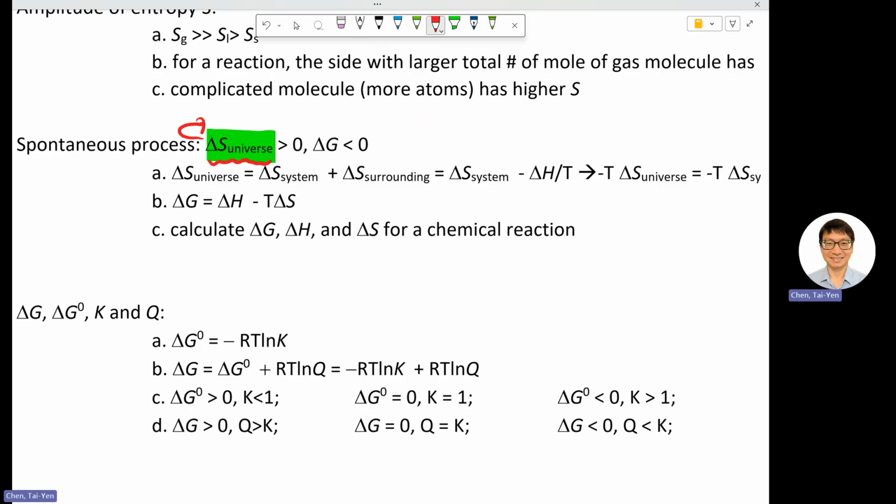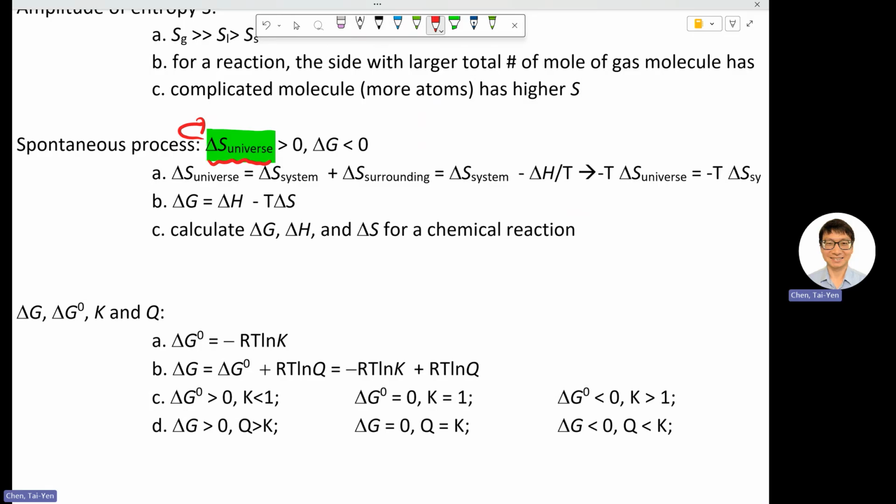Okay, so you can see I also put another term called delta G, right? So what is delta G? It's free energy. Okay, so delta G is actually connected to the delta S universe by the next equation we list here.